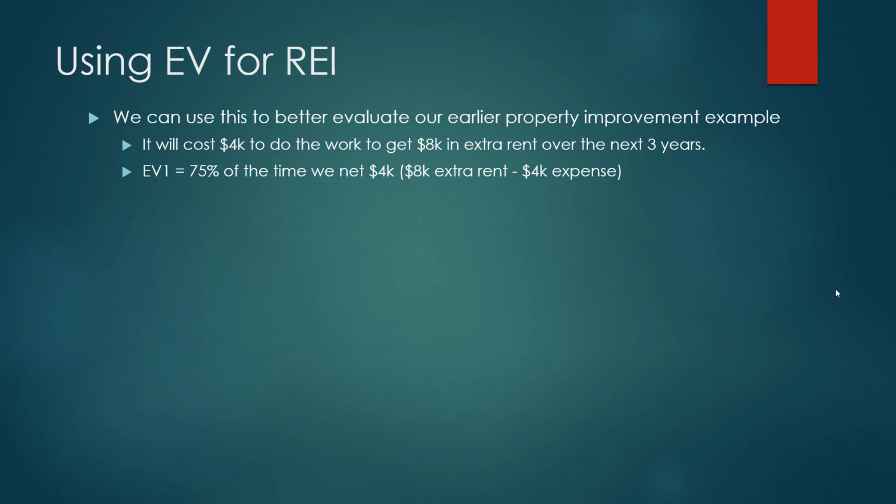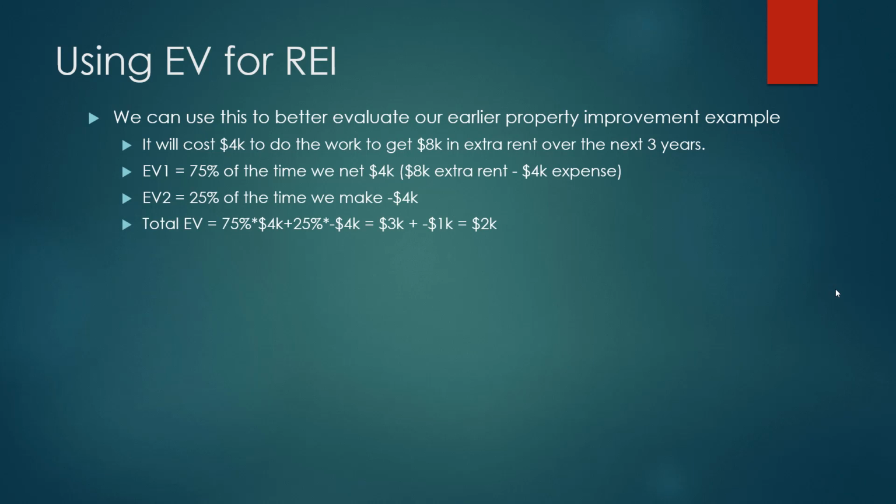Oh, yes. We're going to estimate 75% of the time we actually get that $4,000. 25% of the time we don't. We lose our $4,000 investment, right? We got $8,000 extra minus the $4,000 of what it cost. So 75% of the time we're getting $4,000, 25% of the time we lose our $4,000. What's the expected value? $2,000. Should you make this upgrade? Yeah, unless you have a better alternative.